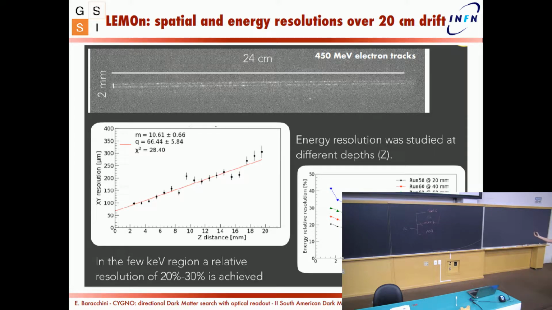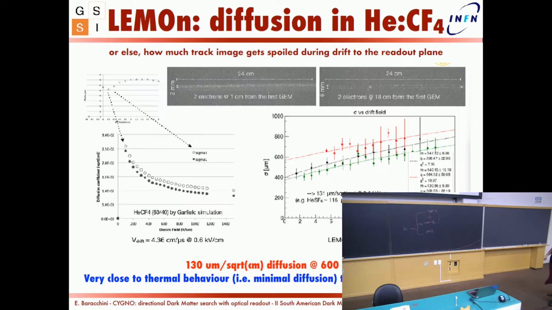This is again a 20 centimeter drift, 10 liters. These are our 40-50 MeV electron tracks, which are what a minimal ionizing particle looks like in our detector, and we use this to study the position resolution. We get order hundreds of micron position resolution even along the 50 centimeter drift direction. So this is very nice.